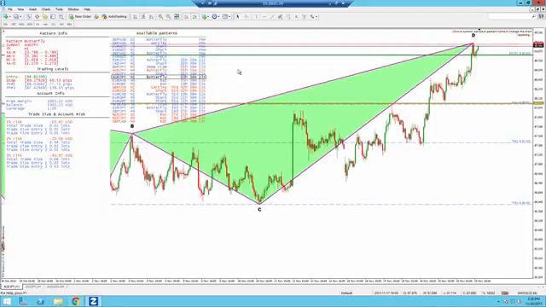What I would want to see, and this is on an hourly chart, is this come down, okay? And then get a bounce. And then look for a shorting opportunity for another move back to the downside.